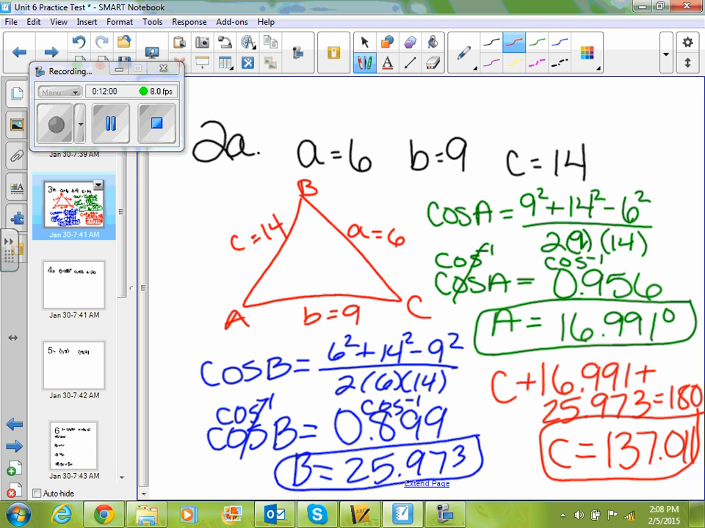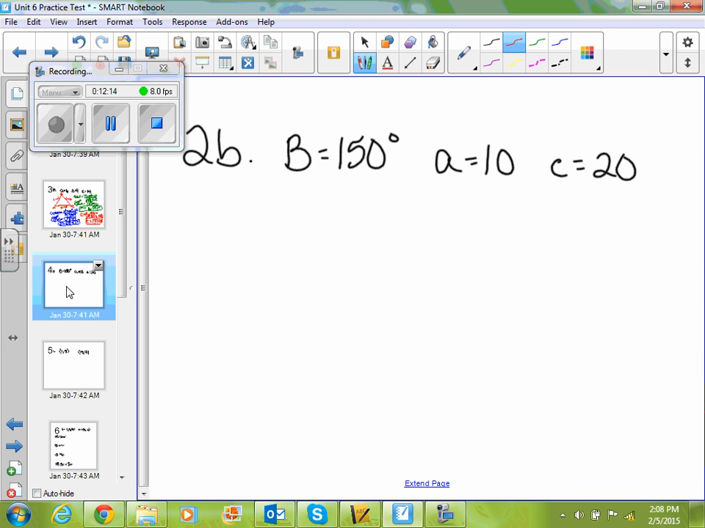Did you get something close to that? Yeah, it's close enough. Alright, so any questions on first law of cosines? Okay. 2b then asks us to use this. B equals 150, A equals 10, C equals 20.